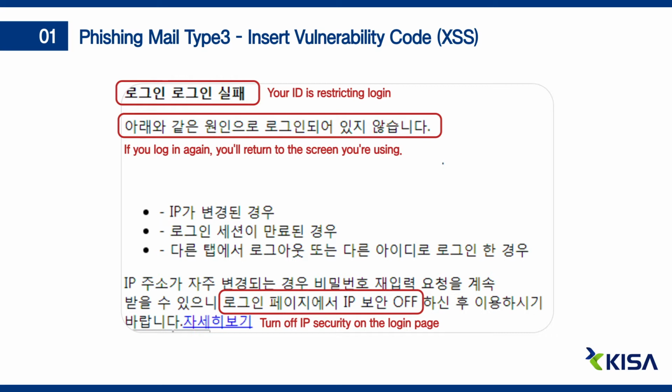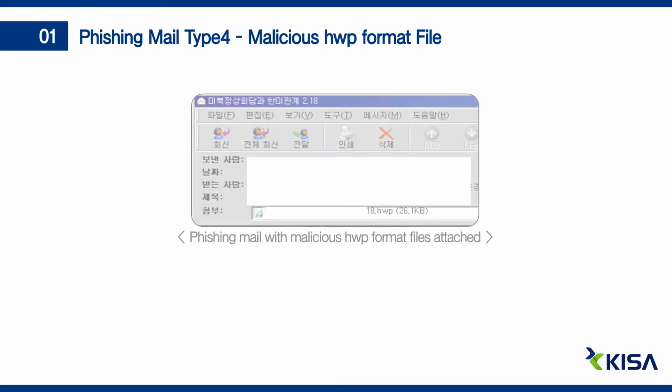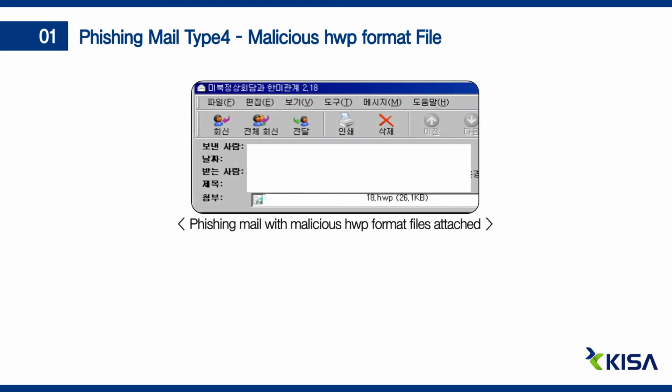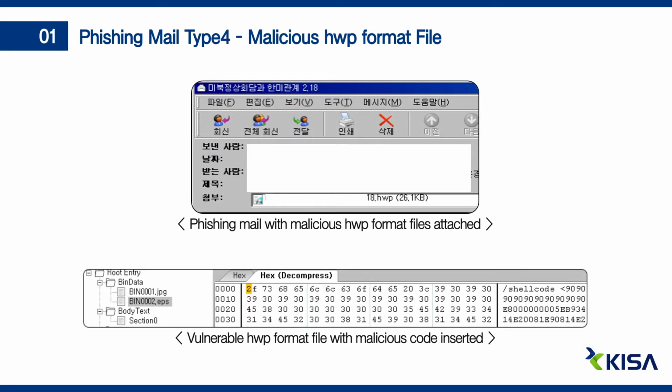But if you get the screen after reading your mail, you might suspect it as a phishing attack. The fourth type of phishing attack uses malicious HWP file attachment. For your information, HWP is a file extension of Hangul word processor, which is widely used in Korea. If users execute the malicious file that was attached, malicious codes infect the user's PC immediately.